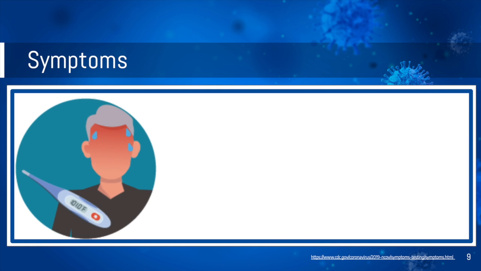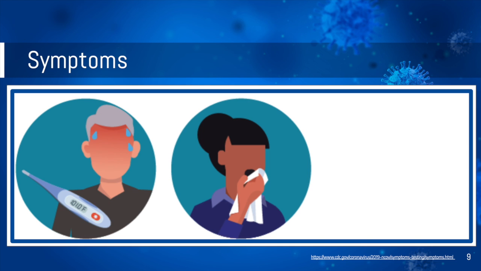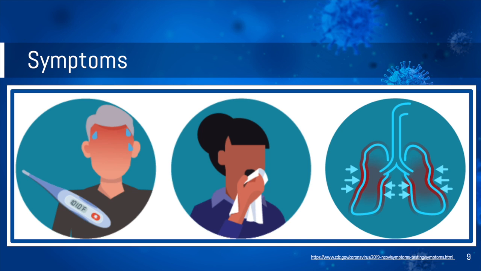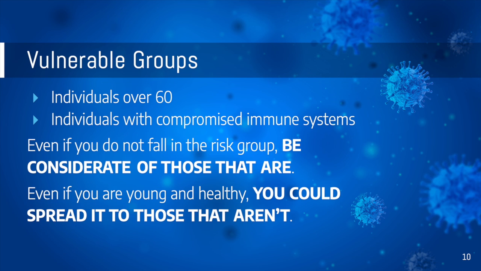Common symptoms of the virus are fever, coughing, and shortness of breath. The vulnerable groups for the coronavirus are individuals over 60 and individuals with compromised immune systems. A huge misconception is that if you don't fall in this group, you don't have to be careful and follow the recommendations. This is completely untrue, and we will talk more about the reasons why.